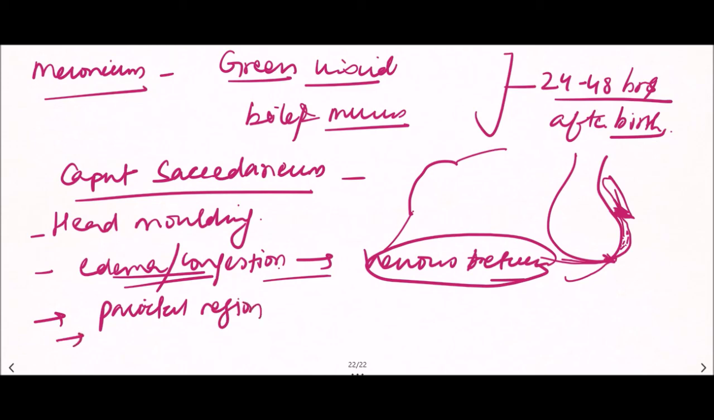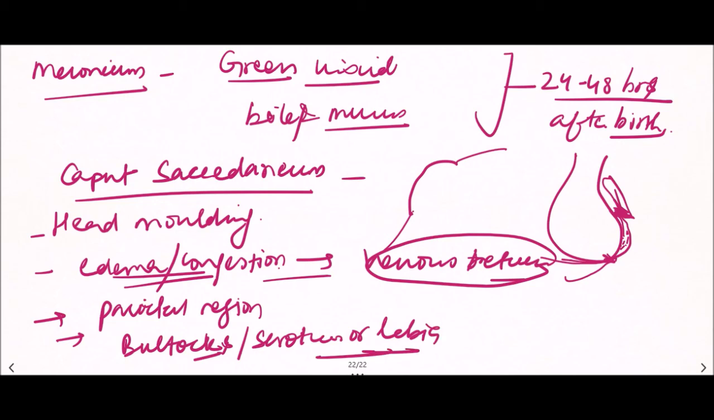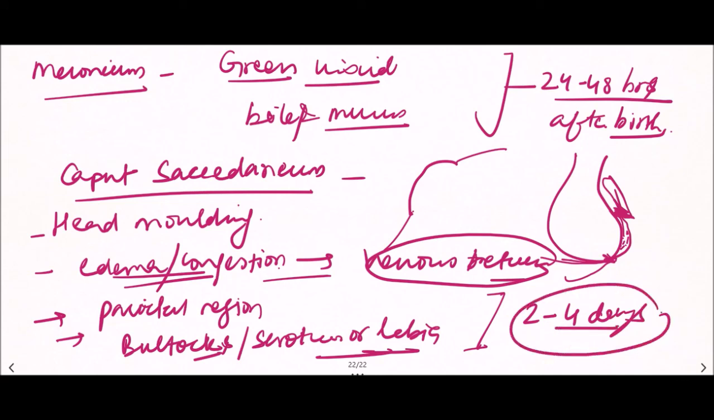Now, similar swelling occurs with breech presentation. If the presentation is breech, then similar swelling may be seen in the buttocks, and even the scrotum or labia may be involved. Now this collection, the caput succedaneum, disappears within 2 to 4 days after birth. So it disappears on its own within 2 to 4 days after birth.